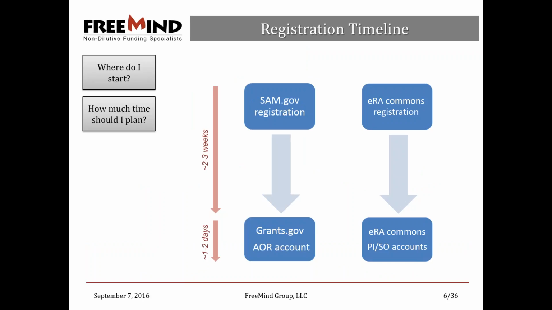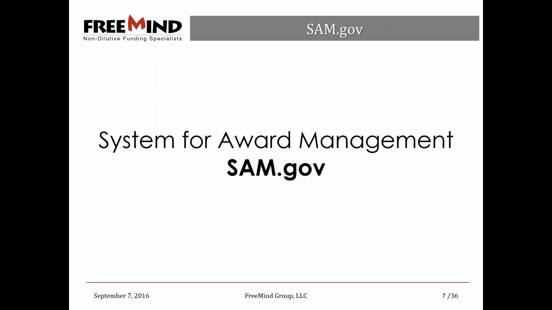So before we begin, a bit about the timelines. Both SAM and ERA Commons take a bit to be active. We're talking about 2 to 3 weeks from the initial initiation of the process. So definitely keep that in mind as you plan ahead when you're writing your grant. Once you're done with the SAM account, you can have a Grants.gov account. That usually does not take very long. And once the ERA account is approved, you can open the PI or SO accounts in the ERA Commons.